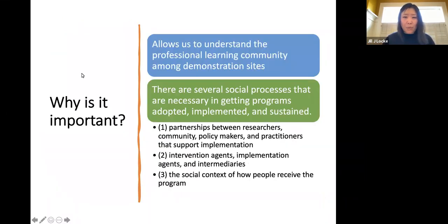So, why is this important? Well, the social network analysis allows us to understand the professional learning community among the demonstration sites and beyond. So, who else are you connected to across Washington state?